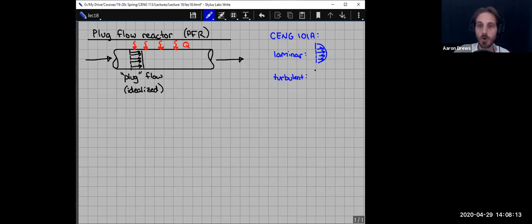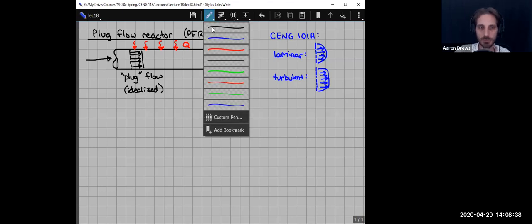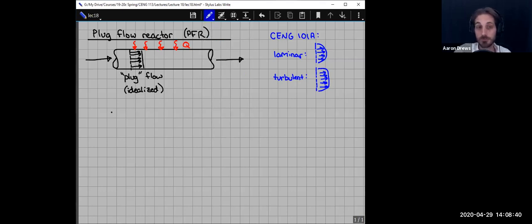Turbulent looks somewhat like plug flow. So we can get close if we do turbulent, because turbulent looks like this, right? So it still slows down near the edges, but out towards the middle of the pipe, it's all moving pretty fast and mostly in the same direction. But even turbulent is not quite plug flow, because turbulent actually allows for some mixing in there. Plug flow is this idealized type of flow. So it's a pretty good approximation.